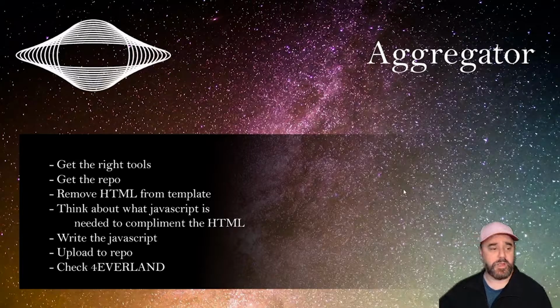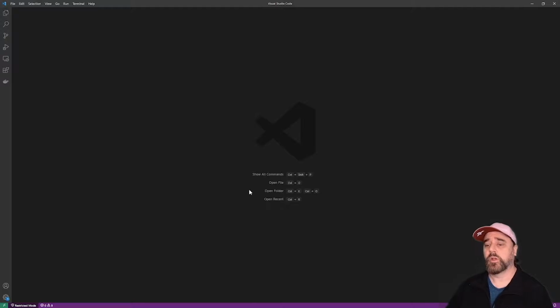So the right tools depends on who you are, what you want to use. I use this tool called Visual Studio Code, VS Code. It's just a text editor, and you can choose any text editor you want. I like this one because it has Git tools that I can use inside the program to help me push things to GitHub. I believe it's free and you can download it from Microsoft.